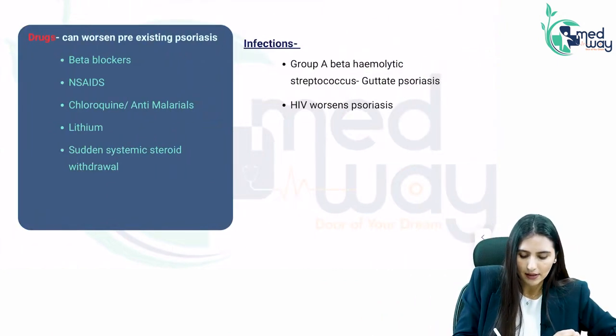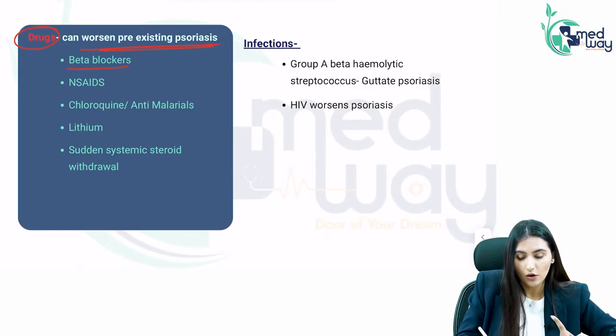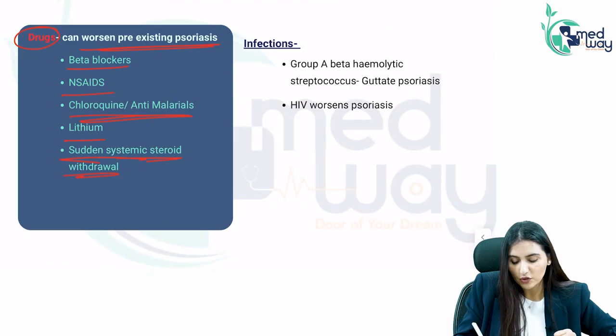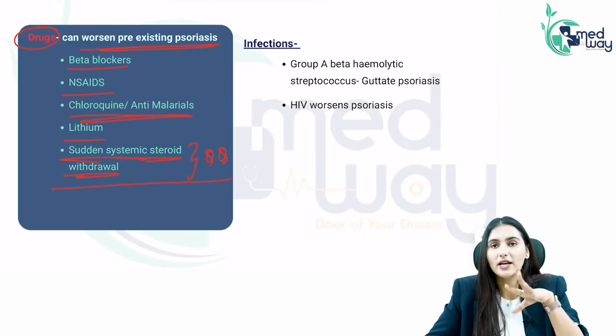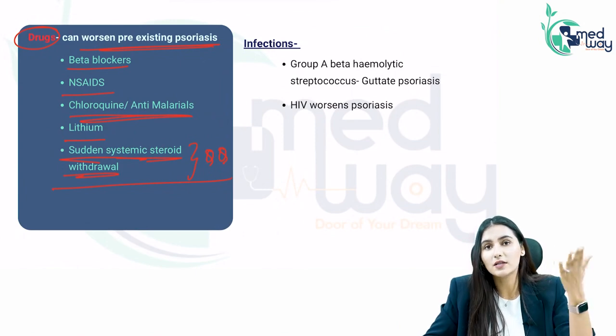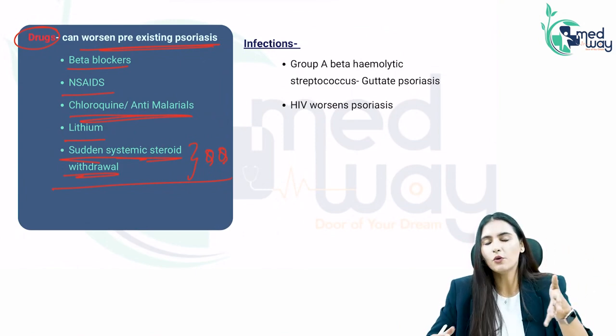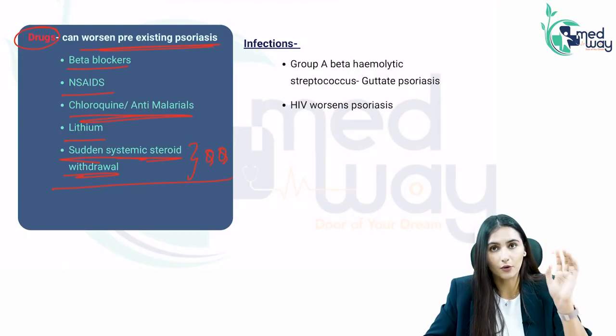Now you need to remember that there are certain drugs that can worsen pre-existing psoriasis. What are these? Beta blockers, non-steroidal anti-inflammatory drugs, chloroquine or anti-malarials in general, lithium, and sudden systemic steroid withdrawal, which is very, very important. This can be asked. There are certain psoriatic conditions where we give steroids, but otherwise we usually avoid giving steroids to a psoriasis patient. Why? Because it's a very tricky game. It's a double-edged sword. It can help you, but it can also worsen the situation if you suddenly stop it. So we don't want to play that risky game in our practice, and we avoid giving psoriasis patients oral steroids specifically.